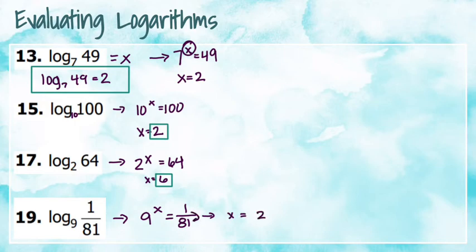But this 81 is in the denominator. And if you remember, we talked about if we have negative exponents, then you get the reciprocal. So if we make this a negative, it will put that 9 squared in the bottom of the answer. So negative 2 is the value of log base 9 of 1 over 81.